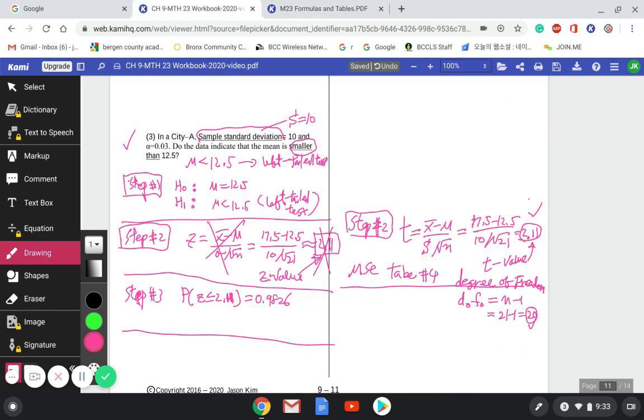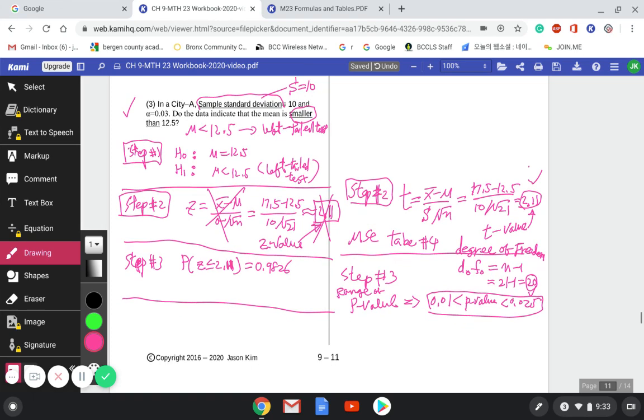So here now you have to say in step 3, the p-value, or range of p-value, is between 0.01 and 0.025. Notice that you're going to get a range. That was a little different than when sigma is given. Now step 4, again, is exactly the same.